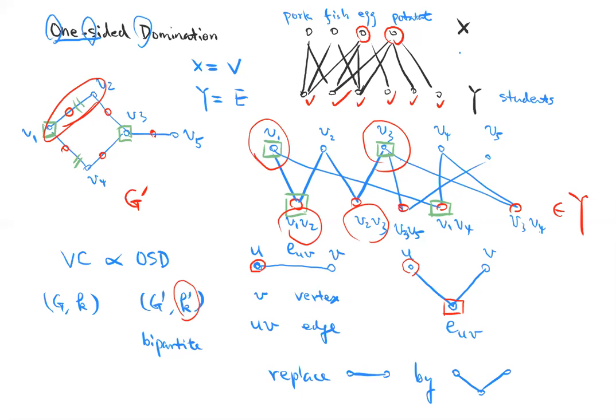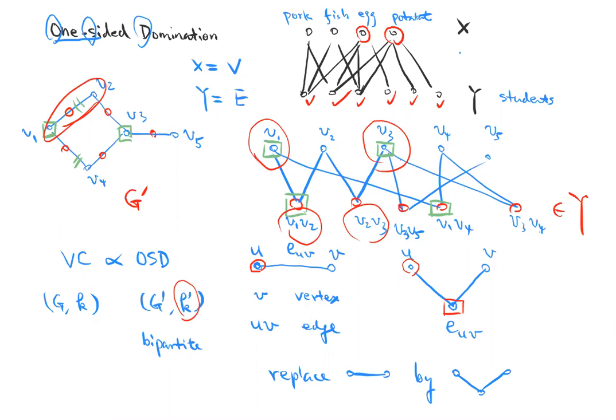Like the directed cycle in feedback vertex set. In vertex cover, we want to find K vertices to destroy all edges. In the vertex cover problem, we want to destroy all edges by using K vertices.